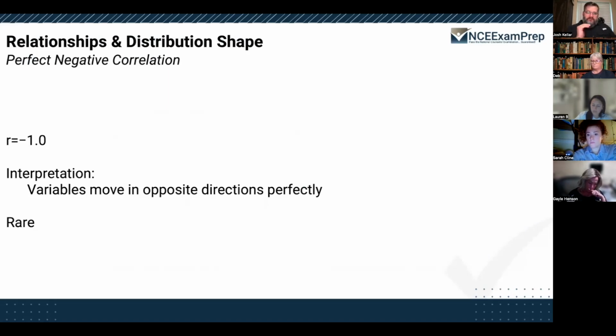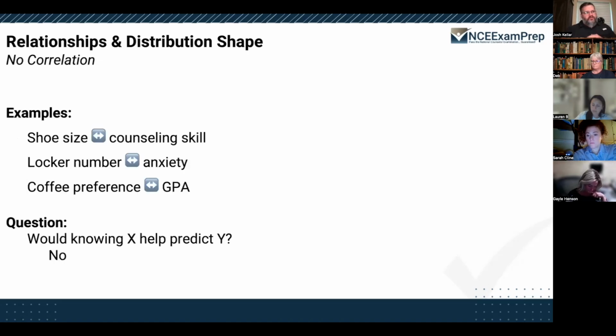Okay, so we've understood negative correlations and positive correlations. And now let's look at no correlations. Some examples of there not being any correlations. There's no correlation between an individual's shoe size and their counseling skill. They're just not related in any way. There's no correlation between a high school student's locker number and the level of anxiety that they have. There's no correlation between coffee preference and an individual's GPA.